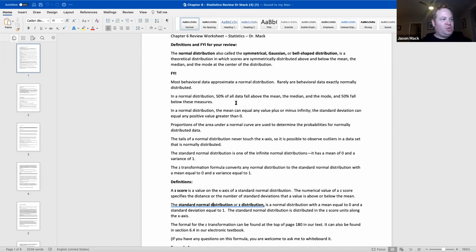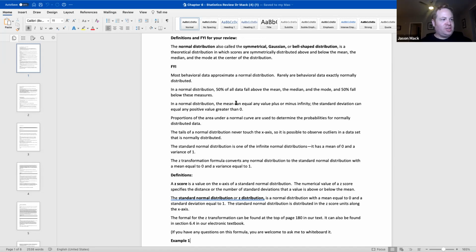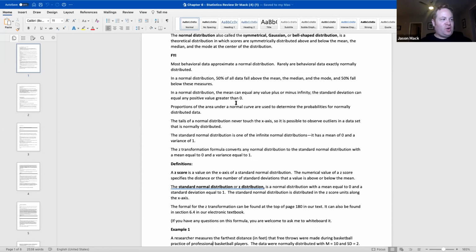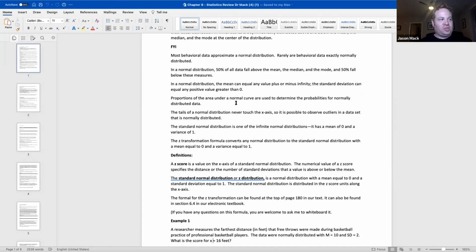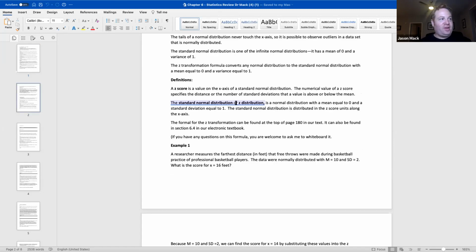The standard normal distribution is one of the infinite normal distributions. It has a mean of 0 and a variance of 1. The Z transformation formula converts any normal distribution to the standard normal distribution with a mean equal to 0 and a variance equal to 1. A Z-score is a value on the x-axis of a standard normal distribution. The numerical value of a Z-score specifies the distance, or the number of standard deviations, that a value is above or below the mean. The standard normal distribution, or Z distribution, is a normal distribution with a mean equal to 0 and a standard deviation equal to 1. The standard normal distribution is distributed in Z-score units along the x-axis.